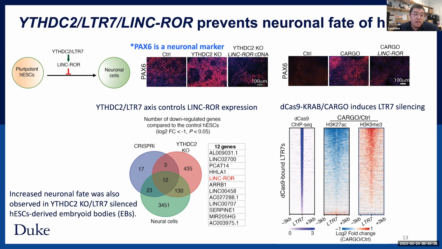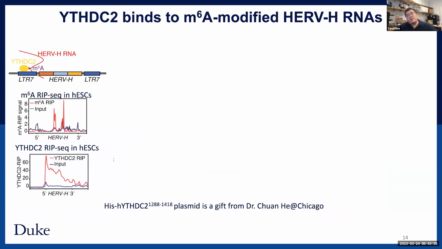Basically, we found a similar phenotype in the human ESC-derived embryonic bodies. Next, we tried to understand why the RNA m6A reader binds to the DNA sequence of LTR7. I think the most straightforward hypothesis is that the HERVH transcripts, which are expressed from the LTR7 locus, are spatially proximal to LTR7 DNA. And if this HERVH RNA is modified by m6A, then there will be a chance that YTHDC2 will be recruited to the methylated RNA.